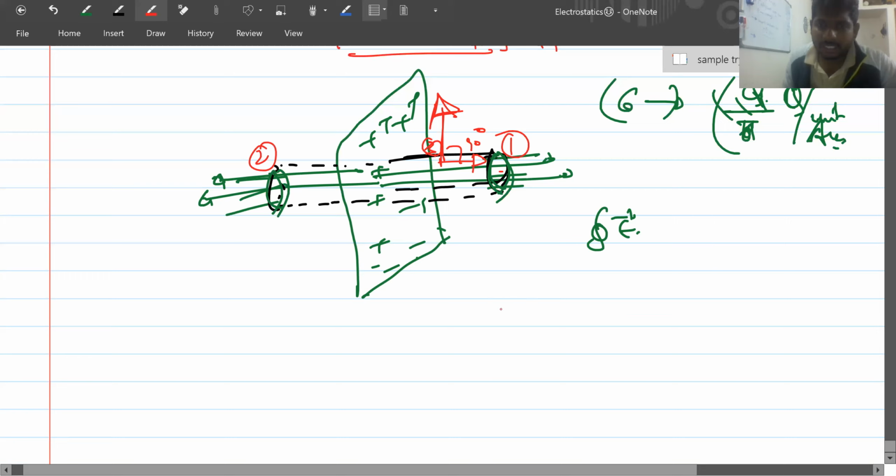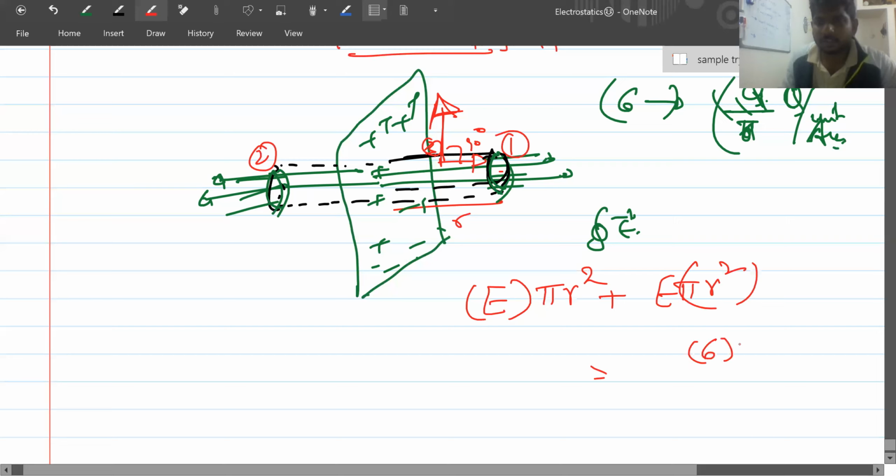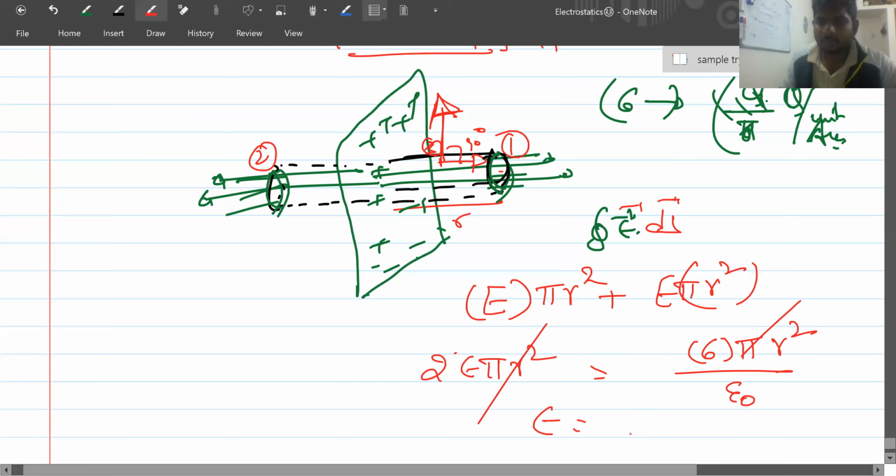There will be two areas. E into area, pi r square, at a distance of r, plus E into pi r square at the same distance on the left side, is equal to Q enclosed. Q enclosed is sigma into pi r square by epsilon naught. So 2E pi r square is equal to sigma pi r square by epsilon naught. Pi r square cancels, so E is equal to sigma by 2 epsilon naught. This is for a non-conducting sheet.